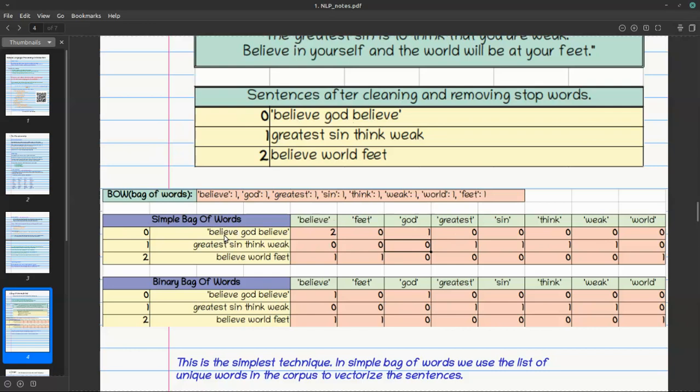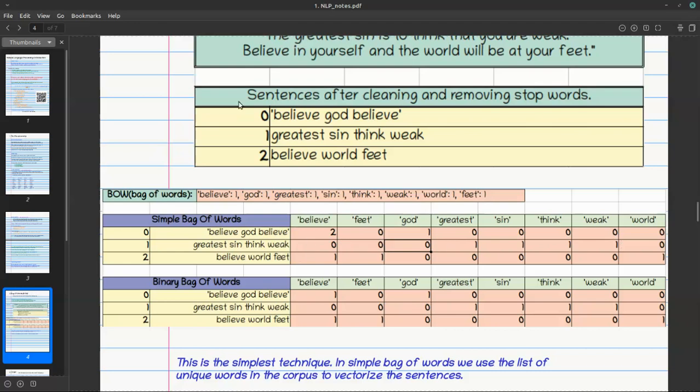Then I will take believe. First word is believe. How many times is believe occurring? Two times. So two. Then fit is occurring? No, then zero. God is occurring? Yes, one. Then greatest? Zero. Seen? Zero. Whatever words I have, I just write the count, as easy as that. Greatest, seen, think, weak: greatest one, seen one, think one, weak one. Every other place 0 0 0. Right.